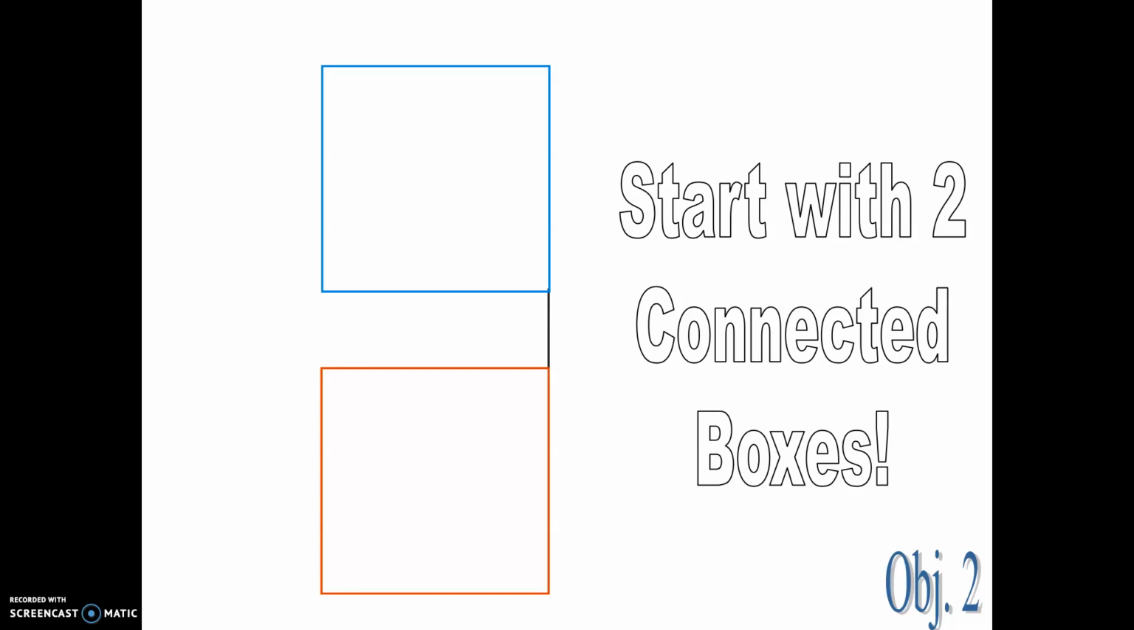For our drawing, we're going to start with two connected boxes. Notice the black line that connects between the red bus and the blue bus.